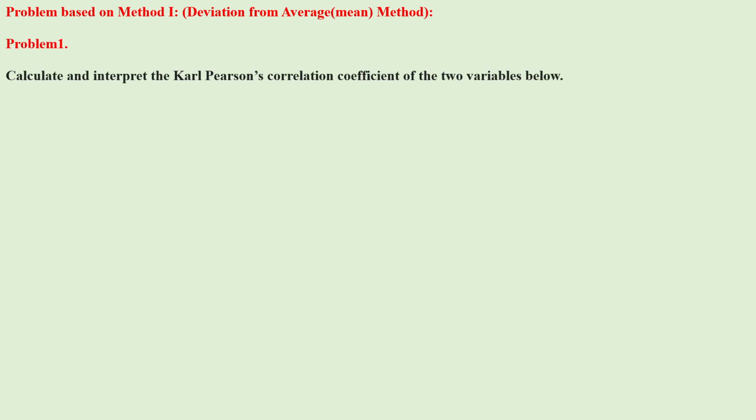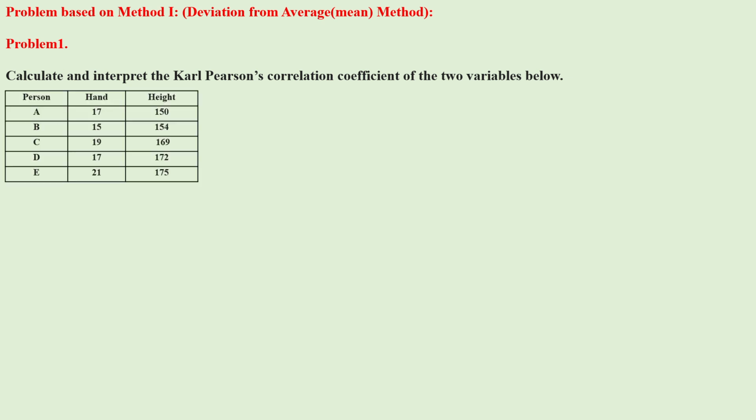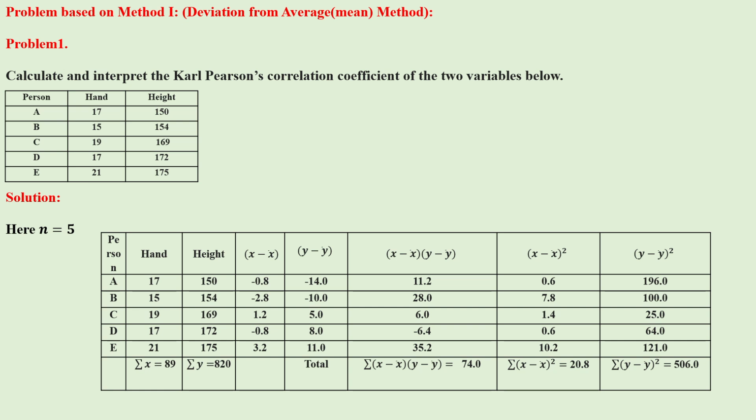So, a problem based on that, deviation from average. First problem: calculate and interpret the correlation coefficient of the two variables below. Given persons A, B, C, D, E, with hand values 17, 15, 19, etc., and height also given, 150, 157, etc. So here the number of persons is n equal to 5, where x is hand and y is height. Persons A, B, C, hand, let it be x, 17, 15 in the tabular column, and height in the third column.